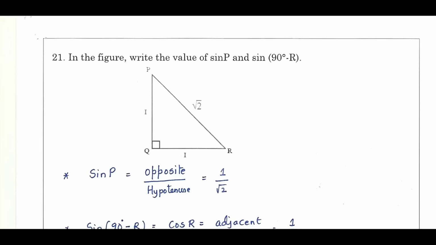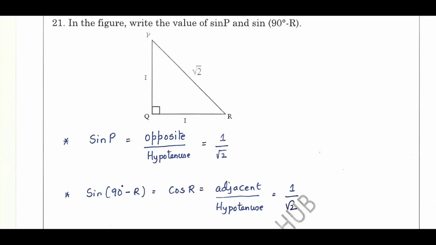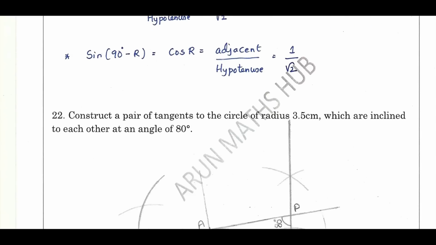Very simple questions. In the figure, write the value of sin P and sin(90 − R). What is sin P? Opposite by hypotenuse with respect to angle P. Opposite is QR and hypotenuse is √2, that is 1/√2. Sin of 90 − θ is cos θ. In the same way, sin(90 − R) is cos R, which is equal to adjacent by hypotenuse. With respect to angle R, adjacent is QR, hypotenuse is √2, therefore 1/√2.